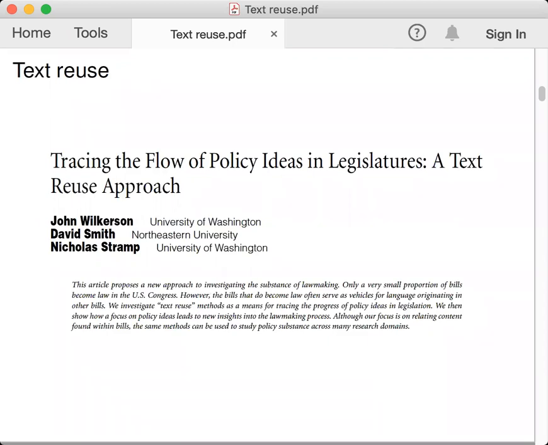And they look at how legislators use the same language in different bills, so how policy ideas are reused across legislation. So I was thinking, okay, maybe I can use this for my research on measuring interest group influence.